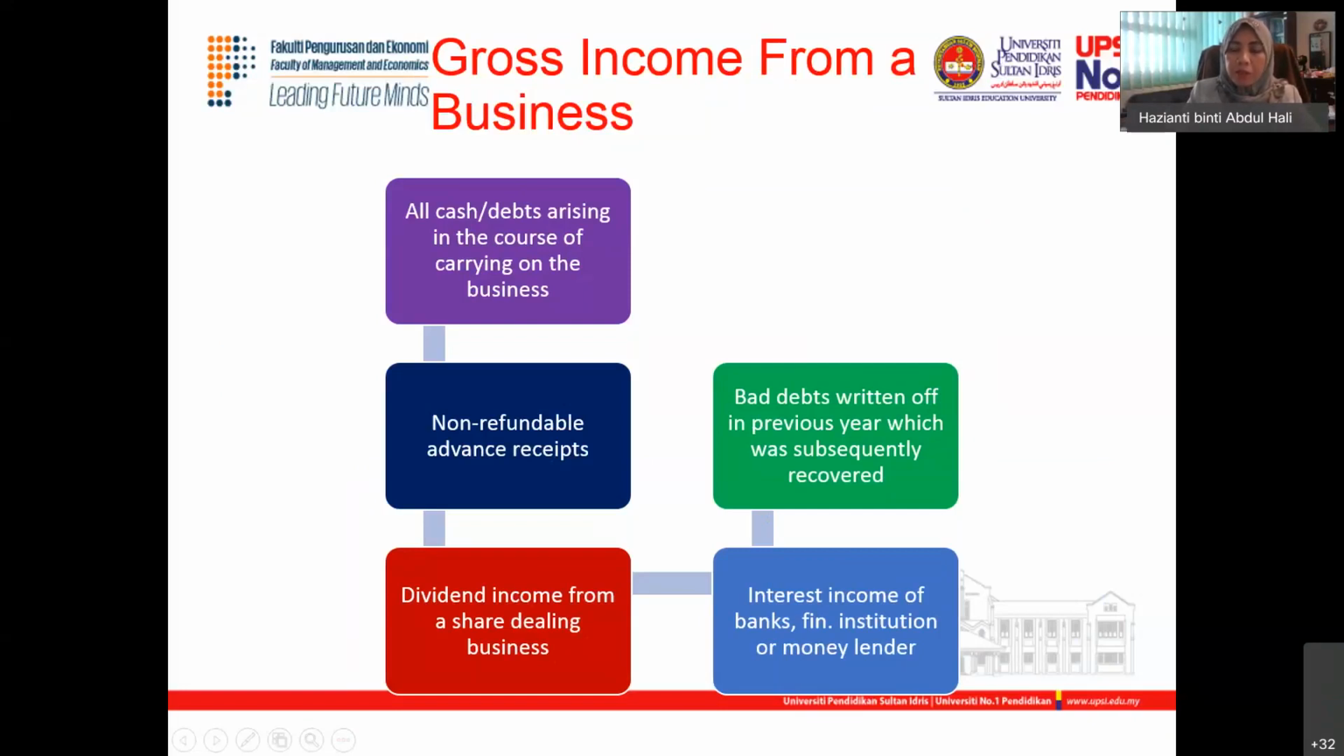Bad debts written off in previous year, which was subsequently recovered, which means in the financial statement, you have already written off the bad debts. But in the future years, the bad debt is recovered. So when the bad debt is recovered, it is also considered as gross income. And interest income of banks, financial institution or money lender. So one, two of these are the same as non-business income lah. It can be dividend and also interest.